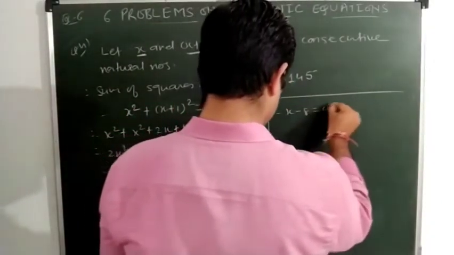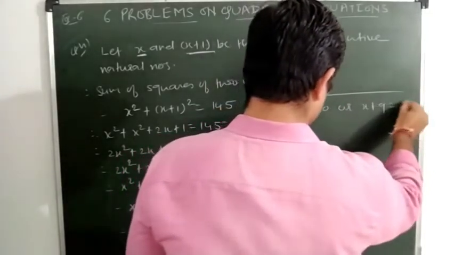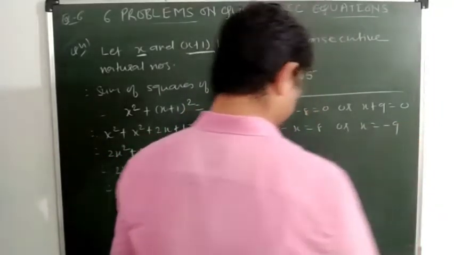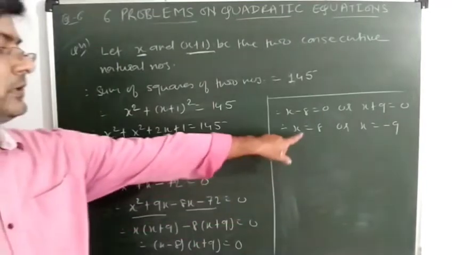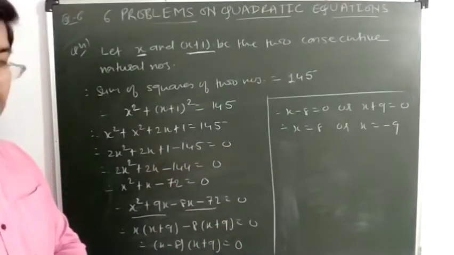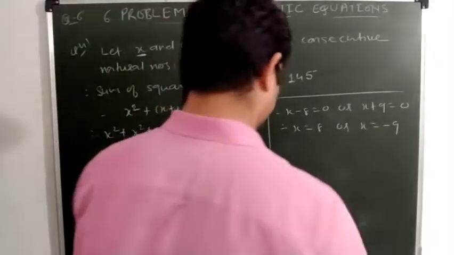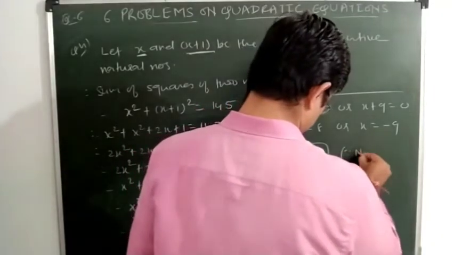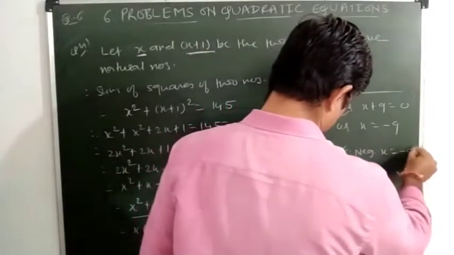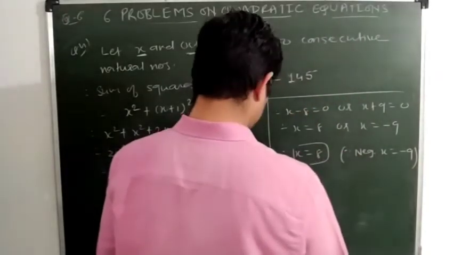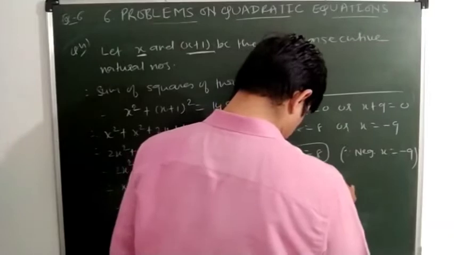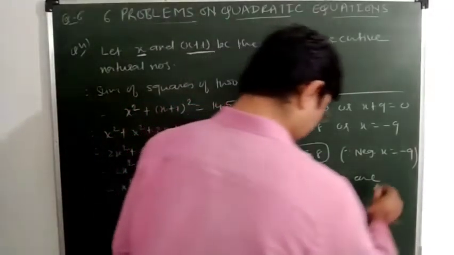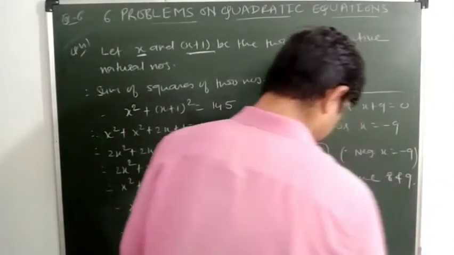Therefore x minus 8 is equal to 0 or x plus 9 is equal to 0. Therefore x is equal to 8 or x is equal to minus 9. Obviously x is equal to 8 is the correct value because the given numbers are natural numbers. And therefore x is equal to 8, we can write down, neglecting x is equal to minus 9. Therefore the two numbers will be, one is 8, so obviously the next consecutive number will be 9 only. 8 and 9. Clear?